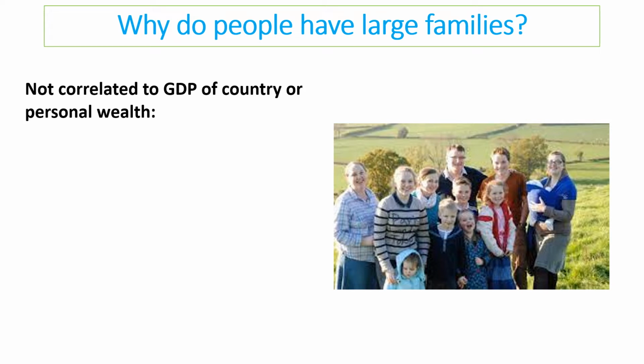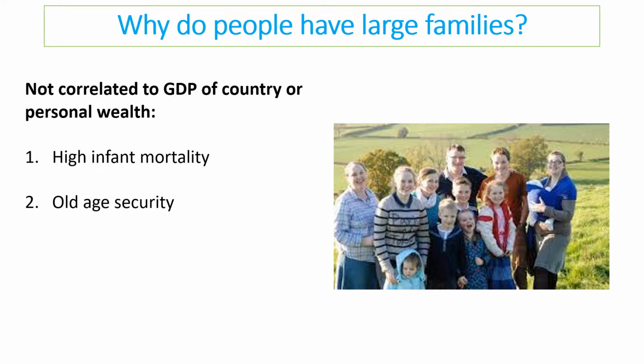So why do people have large families? Obviously our population in the world has massively increased. And this is due to generally a number of reasons that are not correlated to the GDP of a country or personal wealth, but are due to different reasons within the country. So the first reason is that in some countries there is a high infant mortality rate. So if there is a poor health service and low success rate in survival of children, then that could lead to people having more children in order to compensate for the potential loss.